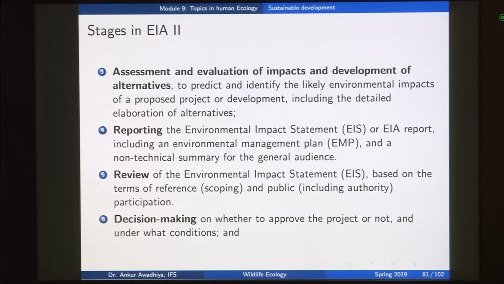Once this report is formed, it is put through the review process. In the review process, it is given to the decision makers. Probably there would be some amount of public hearings.